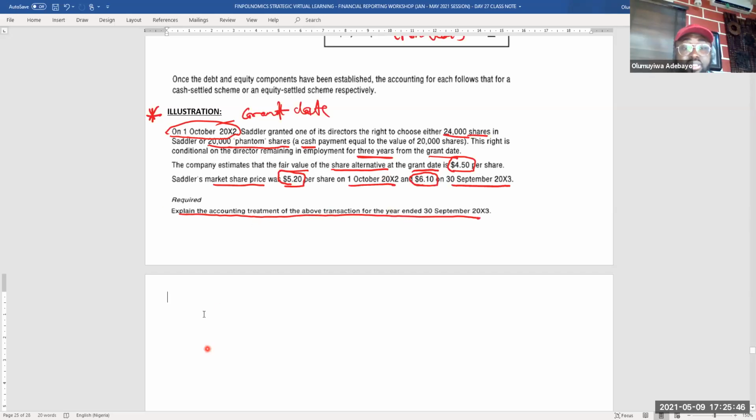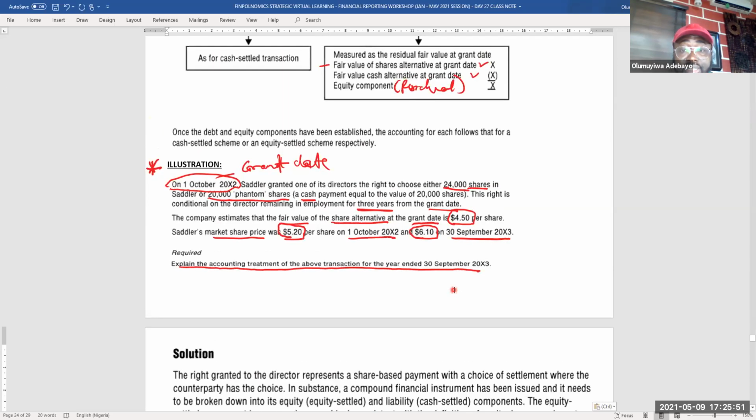Now, it's so key. Let me show you how we solve this problem. What is key there is that they either take delivery of these shares or they take cash with respect to a notional amount of shares, which we call phantom shares, equivalent to 20,000 at the price. This right is conditional upon the director remaining for 3 years, which means this is the service condition, and the vesting period is 3 years. The grant date is 1st of October 2022.